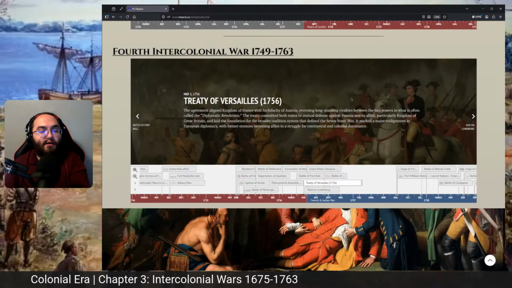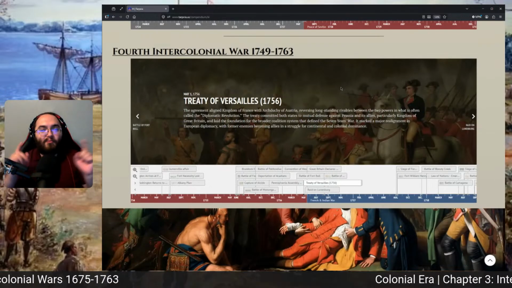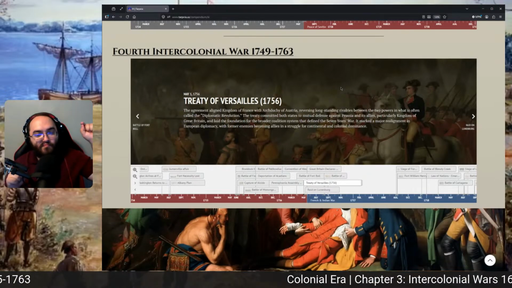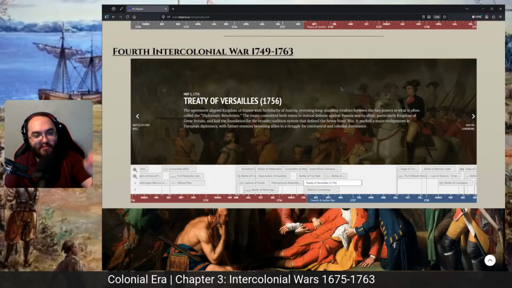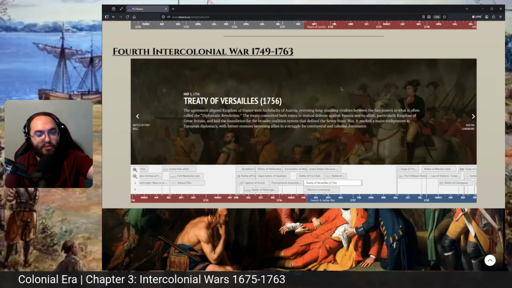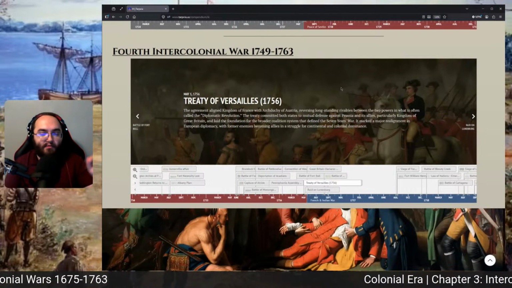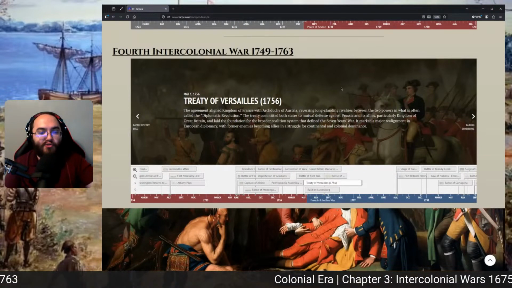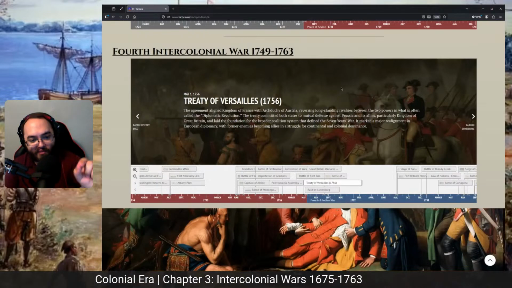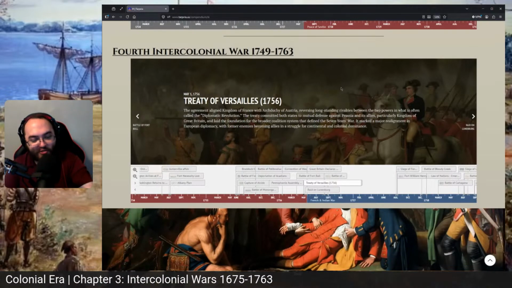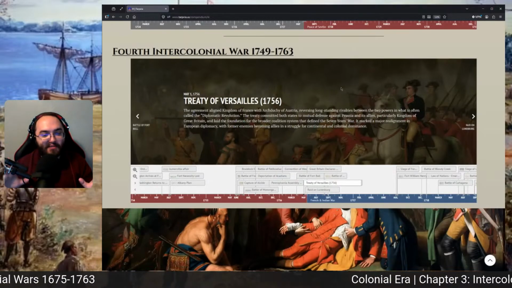You have the Treaty of Versailles, 1756. This agreement aligned the Kingdom of France with the Archduchy of Austria. Remember, in the last section, the French fought the Austrians. The Austrians were allied with the British, and that's why the British and the French fought each other. Also because the English were already fighting the Spanish, who were allied with the French. But now the alliances have shifted.